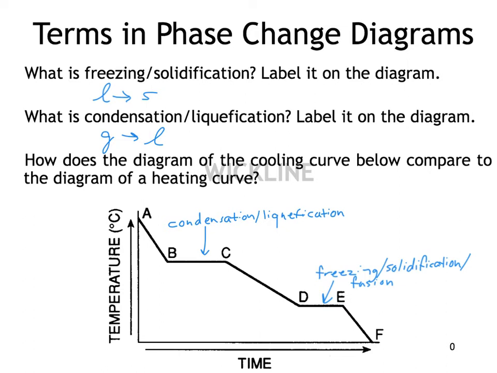The cooling curve below compares to the diagram of a heating curve in that it's simply flipped on its vertical axis, and it starts with gases and represents the uniform cooling of a gas until it becomes a solid. I do think that you should probably sketch this diagram with the things that I've labeled on it for your notes.